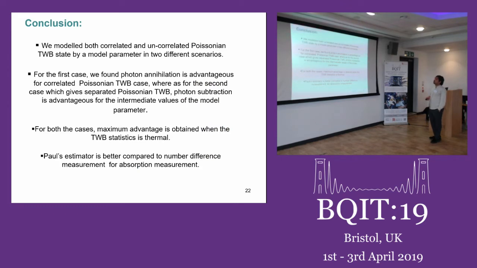So in conclusion, we modeled both correlated and uncorrelated Poissonian twin beam states by a model parameter in two different scenarios. For the first case, we found a photon annihilation advantage for the correlated Poissonian twin beam state, whereas for the second case, which gives a separated Poissonian twin beam, photon subtraction is advantageous for intermediate values of the model parameter. For both cases, maximum advantage is obtained when the twin beam statistics is thermal. And the pulse estimator is better compared to the number difference measurement for absorption measurement.